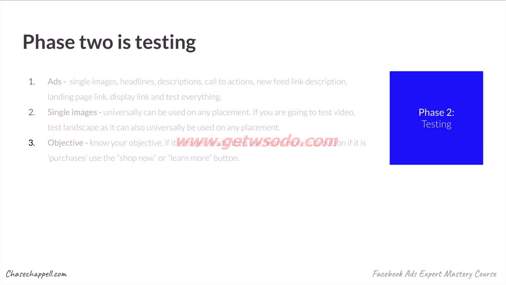Then you should know what your objective is. If it is to get leads, then use the Learn More call to action button. If it is to get purchases, use Shop Now or Learn More button. You can test other call to action buttons, but these are the ones we have found to be best for consultants, coaches, fitness companies, real estate, restaurants, apps, agencies, e-commerce, health industry, and the list goes on. These call to actions will save you money on testing, as most other call to actions are no good.